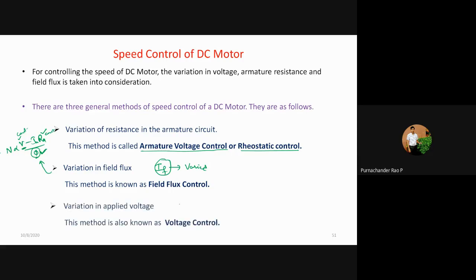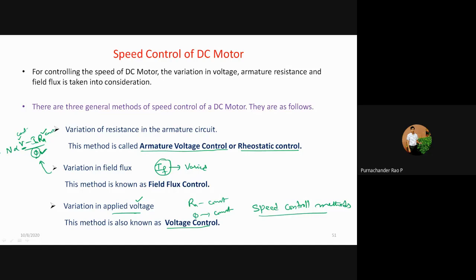And in the third one, the armature resistance is kept constant and the flux is also kept constant, while the applied voltage is varied. This method is called the applied voltage control or normal voltage control method. So these are the three important parameters which control the speed of a DC machine, and these three are called speed control methods.